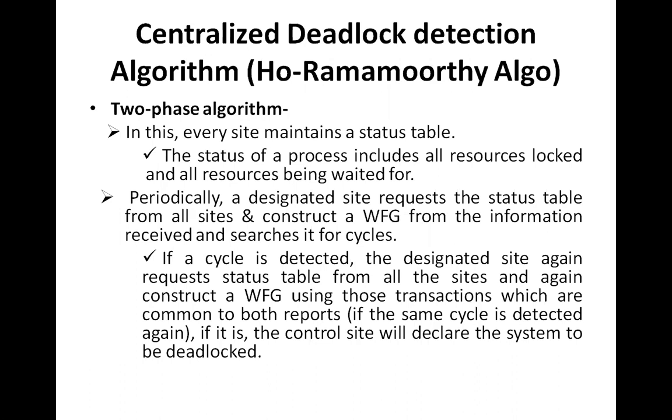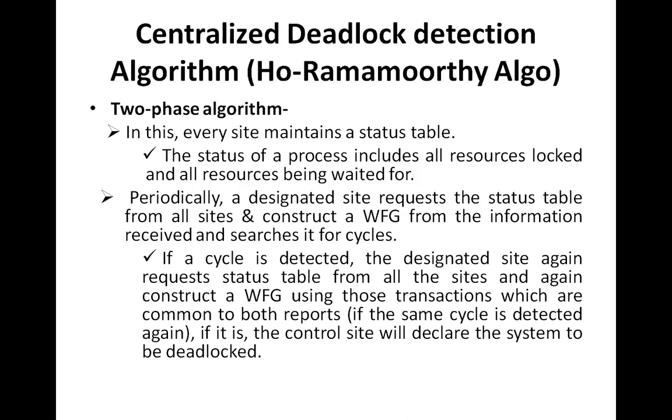Now, it is claimed that by selecting only the common transactions found in the two consecutive reports, the algorithm gets a consistent view of the system. This is one of the important aspects: whenever a designated site asks for the report, every time it should get a consistent, meaning updated, report. So if a deadlock exists, then the wait-for condition must exist in both the reports.